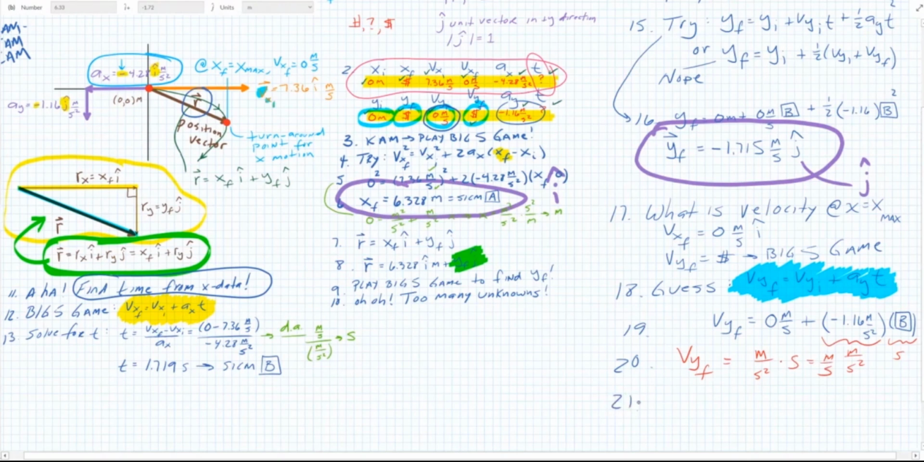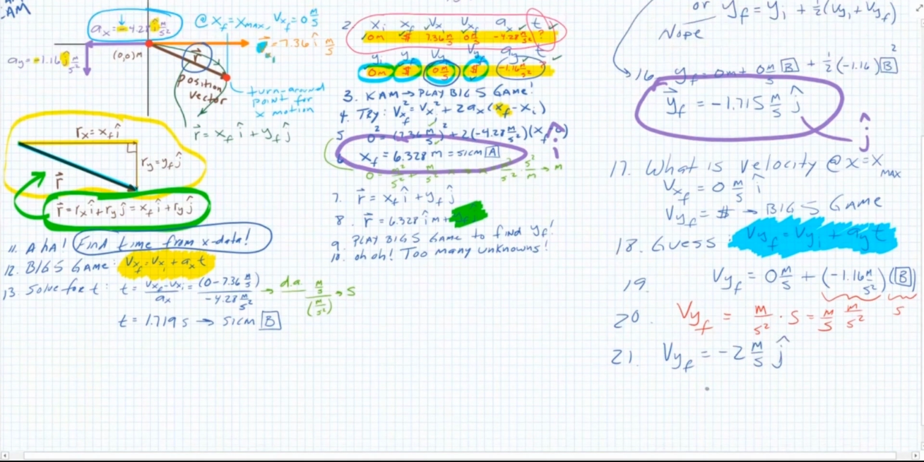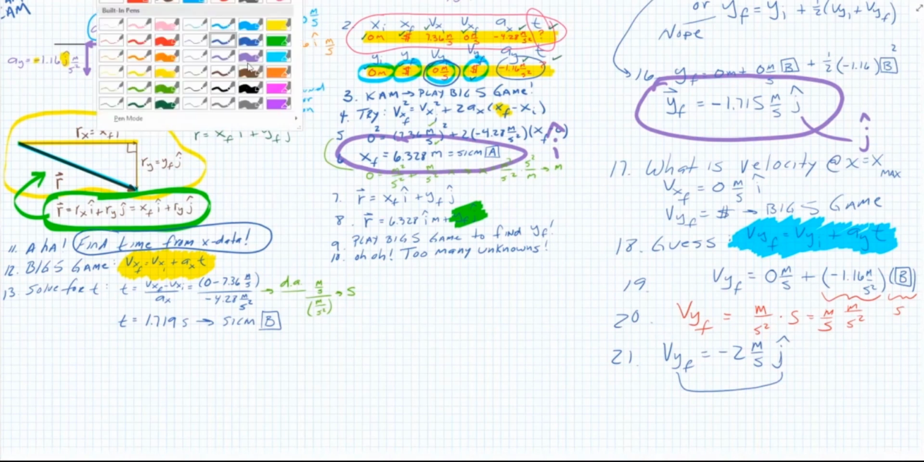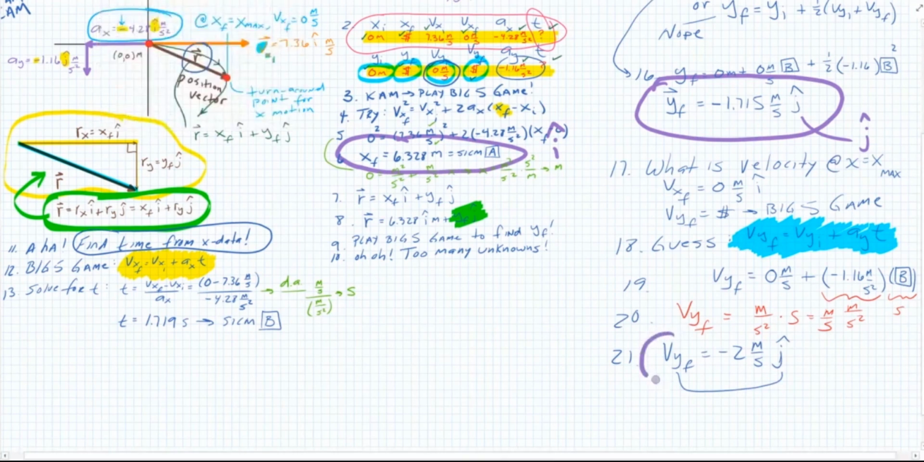From a numerical point of view, I'm going to do negative 1.16 times alpha B, or negative 2. VY final equals negative 2 meters per second J hat. That J hat again means this J hat is going along with this Y. Y and J hat go together. So I am completely done. I'm going to circle this in purple. This is my final Y velocity.